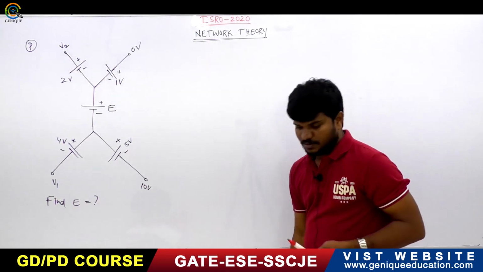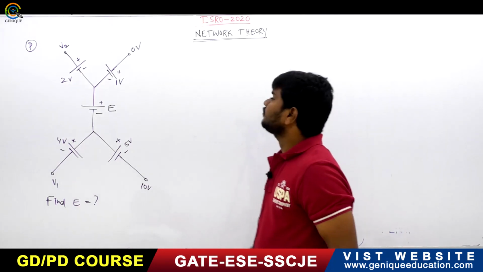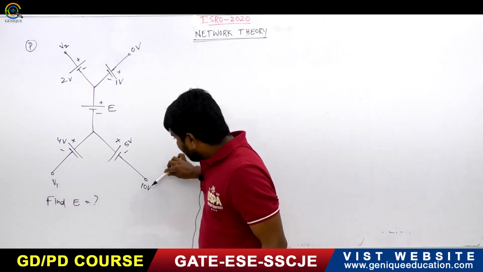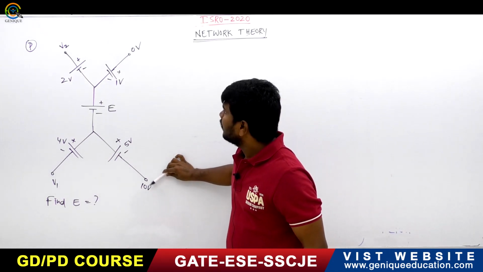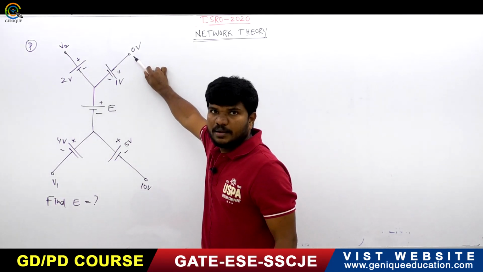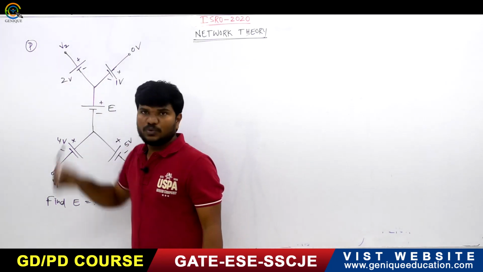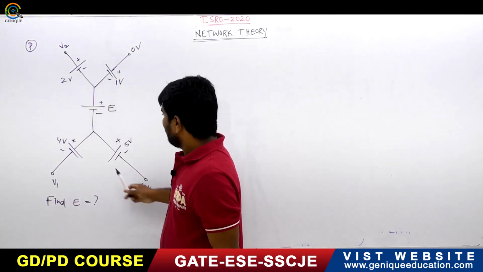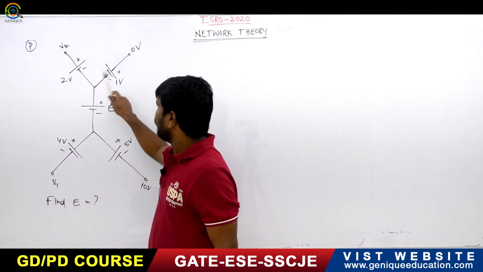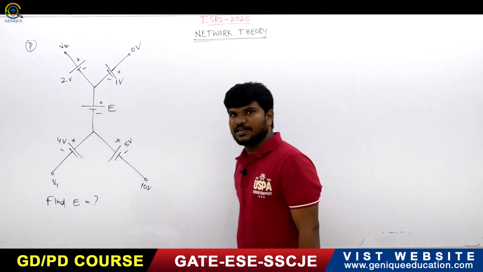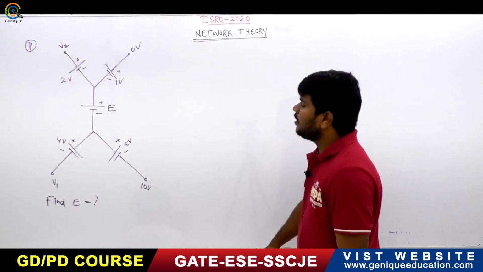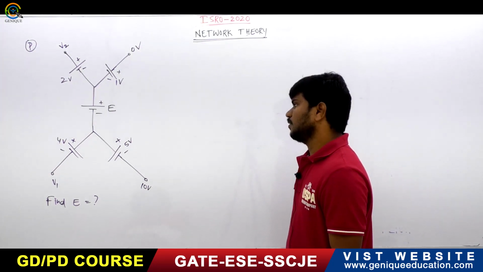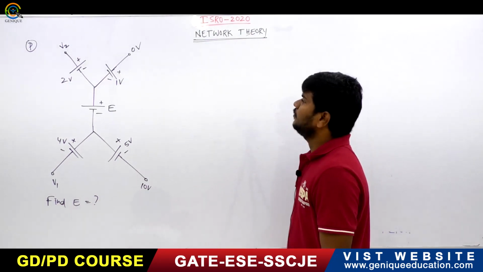If you observe this, a 10 volt battery is given here. This is 0 volts, this is V2, this is V1, and this is E. These batteries are 4 volts, 2 volts, 1 volt, and 5 volts. So we have to find the E value. How can we find it?